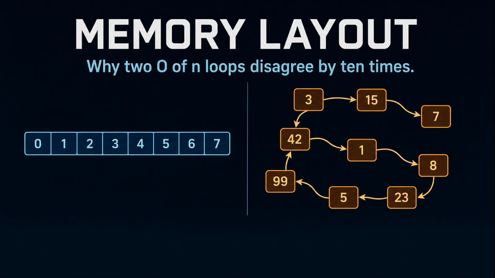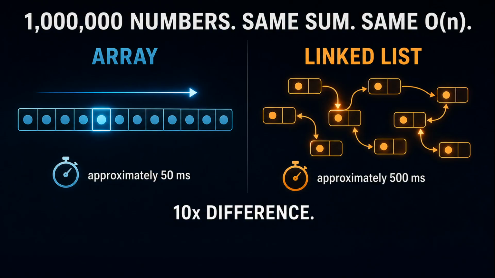Today we explain why two functions with the same big O can finish 10 times apart on the same machine. Picture two functions. Each one walks a million numbers and adds them up. Both are written in idiomatic code. Both are obviously O of n. You run them. The first finishes in around 50 milliseconds. The second takes 10 times as long.